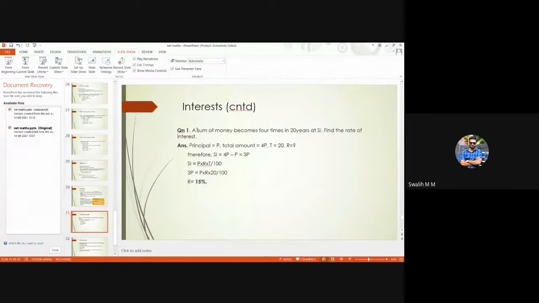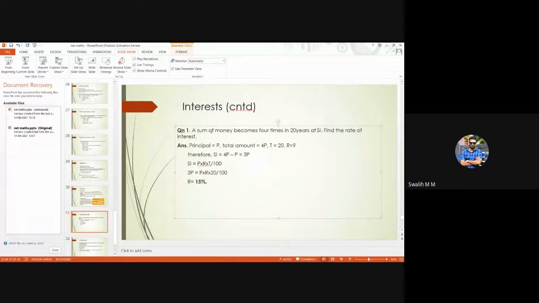First question: a sum of money becomes 4 times in 20 years at simple interest. Here it is simple interest, not compound interest. Find the rate of interest. Sum of money, so principal is not given. 4 times. Time is given, 20 years.